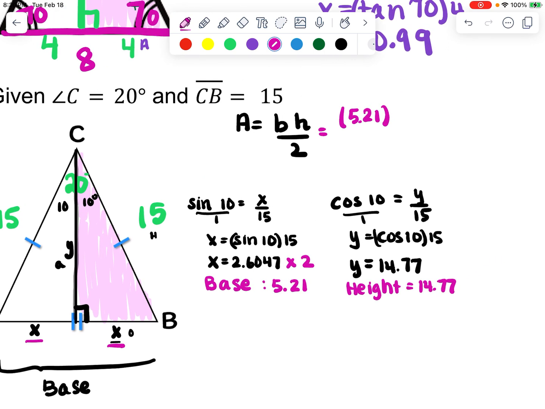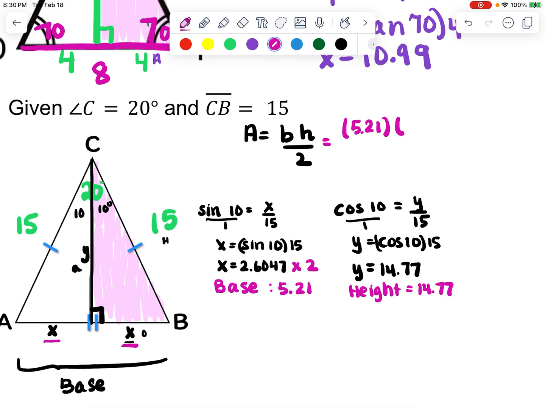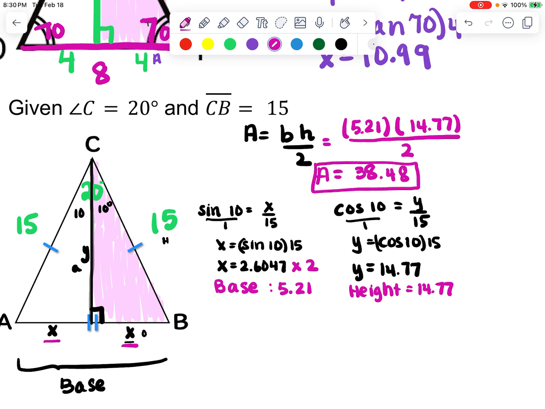I'm going to come back up here and with my formula put 14.77 and divide it by 2. So those are the 2 numbers I'm going to multiply. 5.21 times 14.77. I've got to divide it by 2. And I'm getting that my area is 38.48, I think. Okay. So this is my final area.